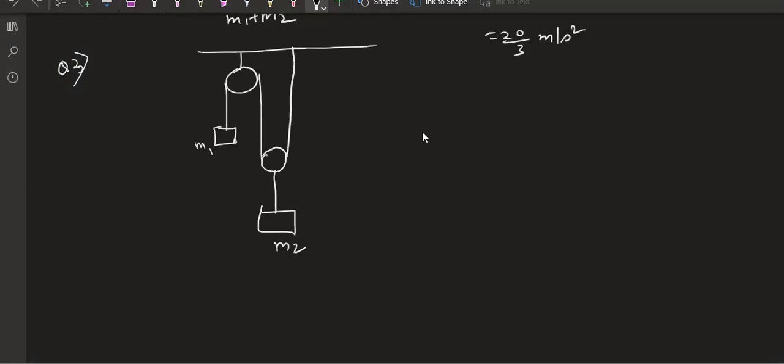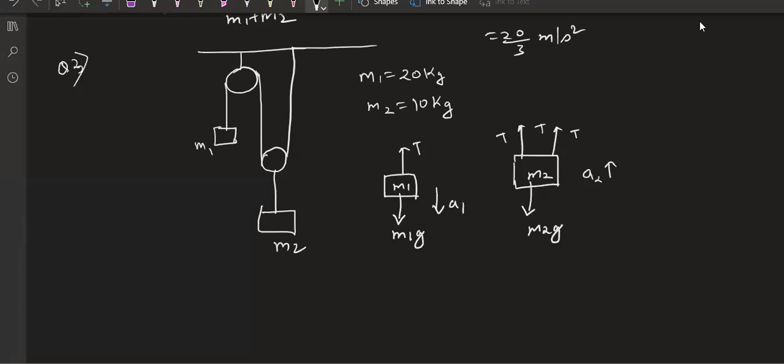Okay, now this is your problem. Yes, you can write in fraction, no issues. The problem is M1 is equal to 20 kg and M2 is equal to 10 kg. Solve this problem, everyone. Try to imagine and solve. Take your time, it's fine if you take 5 minutes, 10 minutes. I'll explain this after 5 minutes.